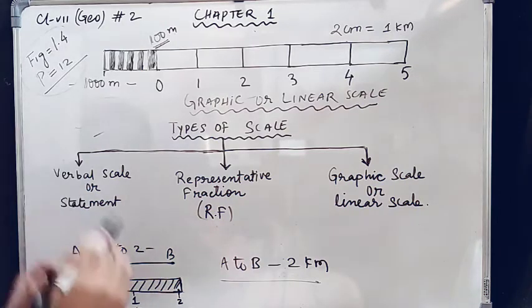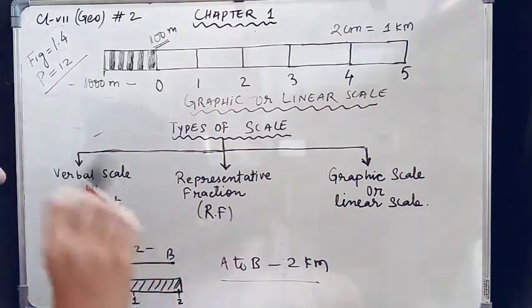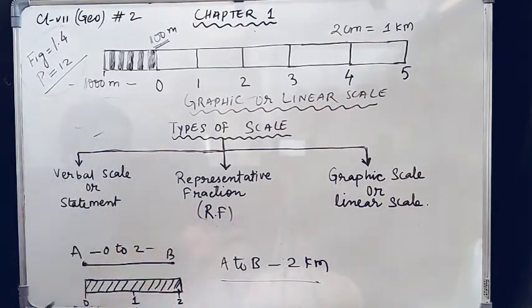So by using this linear scale, we can measure the distance between any two stations, any two places, accurately on the map. Okay, so only this much in this video. We will have one more part of this chapter, video number 3. With that we will finish our chapter.